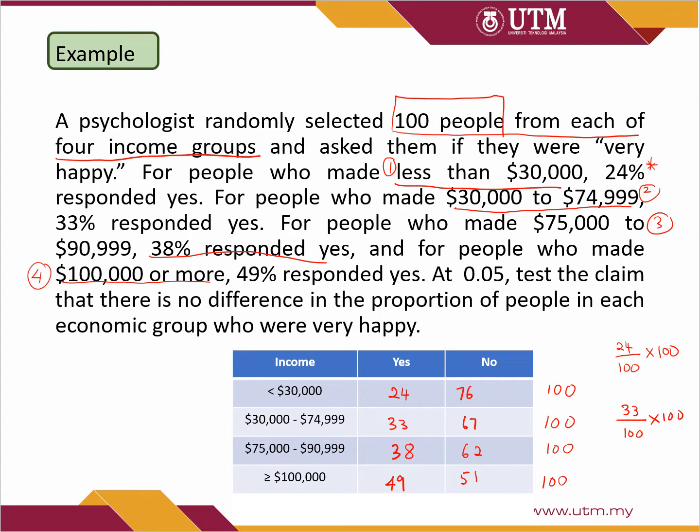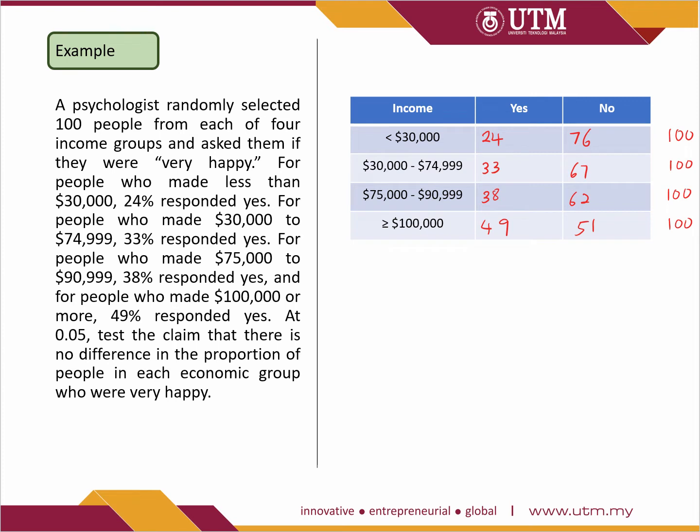The next step is that we want to define the hypotheses for this situation. The null hypothesis for this problem would be that the proportion of people for each economic group who were happy are the same. This means the first proportion equals the second, third and fourth. So it will be P1 equals P2 equals P3 equals P4.